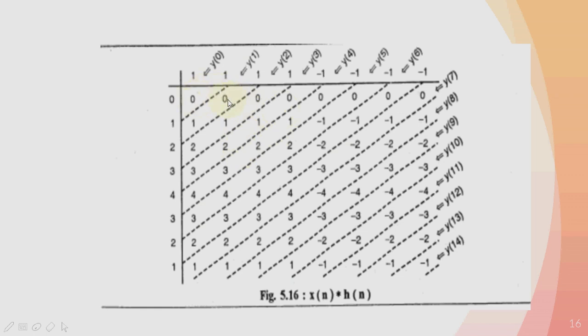So the first is 0, second is 1, third is 2 plus 1, 3, fourth 3 plus 2, 5, plus 6, so you will get 6 as output. So 4 plus 3, 7, plus 2, 9, plus 1, 10. In this way, by adding diagonally, you will get the output, that is 0 1 3 6 11 10 11 9 4 minus 4 minus 9 minus 11 minus 10 minus 6 minus 3 and minus 1.